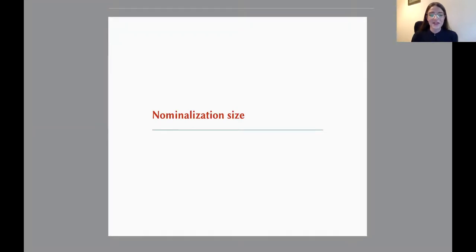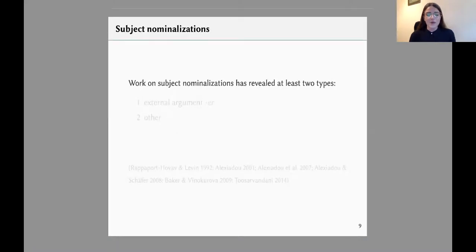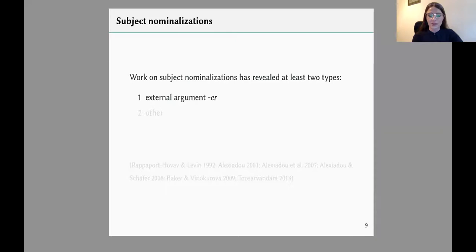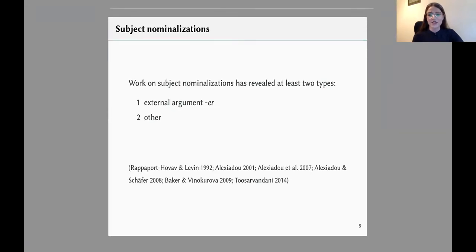Okay, so then diving first into the nominalization size. Broadly speaking, when you look at the literature on subject nominalizations, people have talked about two main kinds. The first is the external argument ER nominals that I mentioned in the introduction. And the second is essentially other. This isn't really a type, but more of a mixed bag of things that look like subject nominalizations, but may or may not be idiosyncratic across languages.